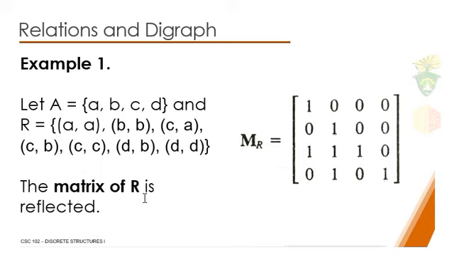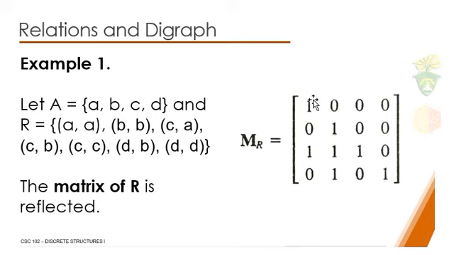The matrix of the relation is reflected. So, as mentioned earlier, if there is a relation between the first element and the second element, we indicate it with 1. If none, 0. So now, how do we do this? We already know matrices. So we have A, A.